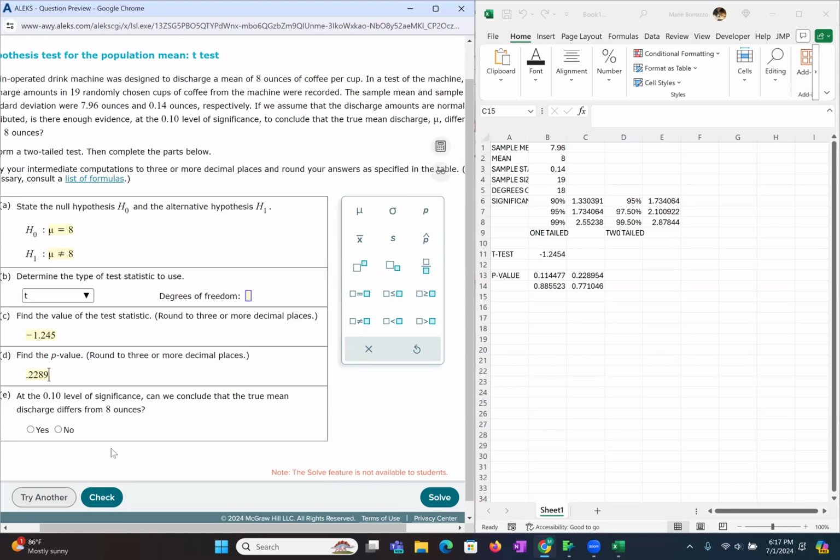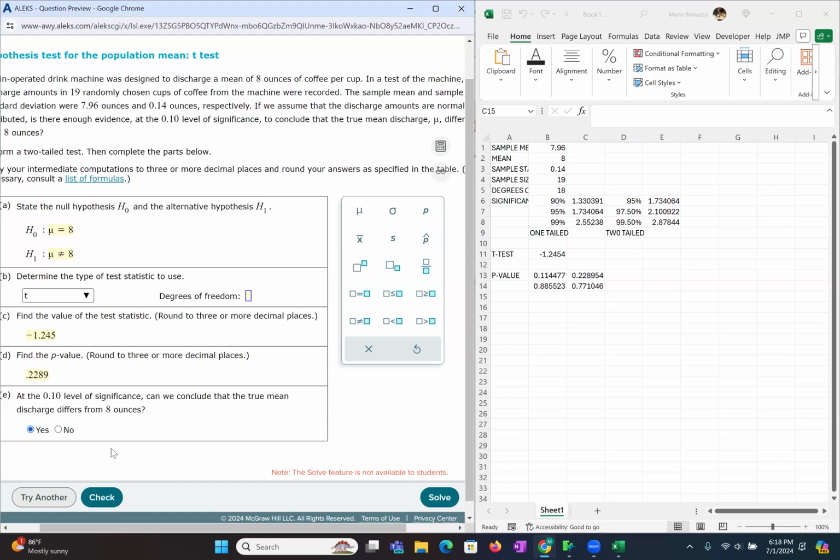And lastly, if the p-value is greater than the alpha, which is 0.10, or p is less than alpha, we're going to reject the null hypothesis. So at the 0.10 level of significance, can we conclude that the true mean discharge differs from 8 ounces? Yes. I'm going to go with yes.